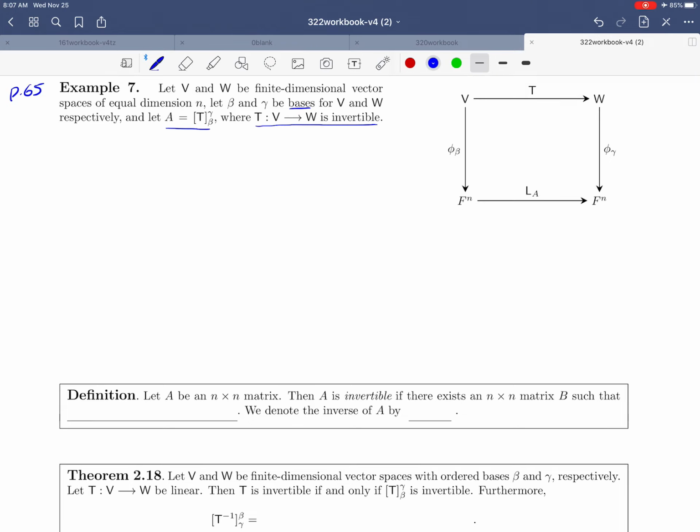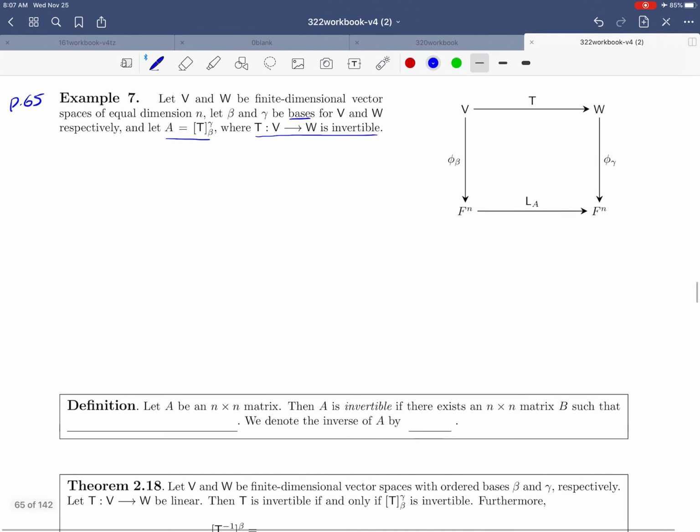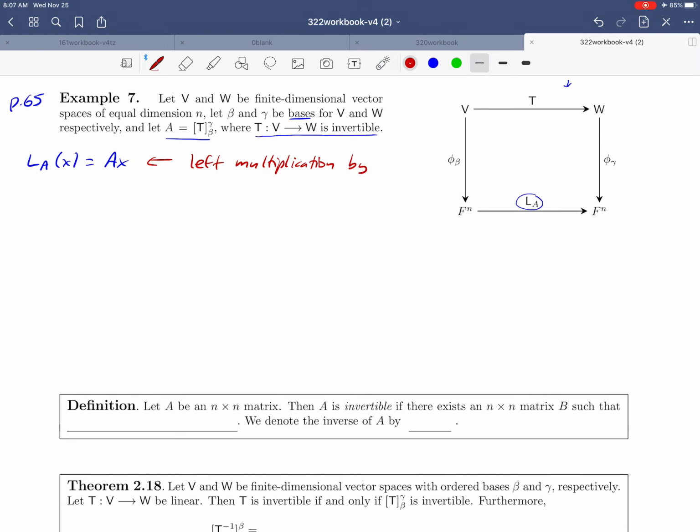Now I want to focus our attention on the diagram that we're given over here to the right. This is the same diagram that we drew a lot when we were talking about section 2.2 and 2.3. So let's unpack it and remind ourselves of what the pieces are here. There's an LA sitting in our diagram, and remember that notation represents left multiplication by A, which happens to be the matrix of our transformation. So this is the left multiplication by A transformation.